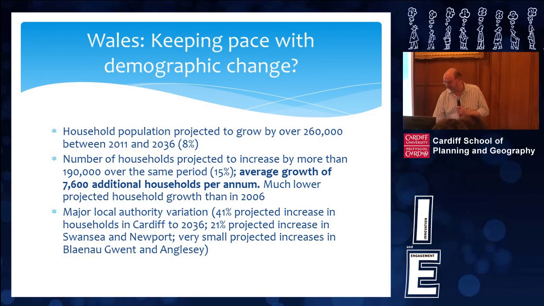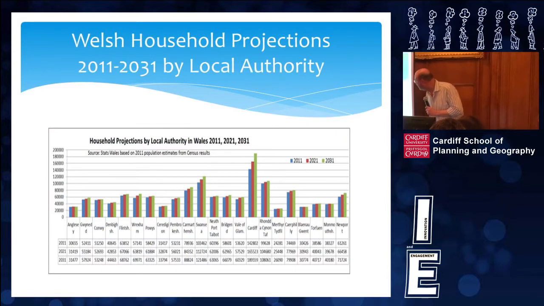So if one looks at the individual authorities, then in places like Cardiff, you'll see that the projected growth is in excess of 40%, certainly over the period to 2036. In some of the other Welsh cities, Swansea, Newport, Wrexham, it's running at between 20 and 30%. But in some parts of Wales, very little growth. I think in Anglesey or in Blaenau Gwent, the projected increase in households is very, very small indeed over the planned period.